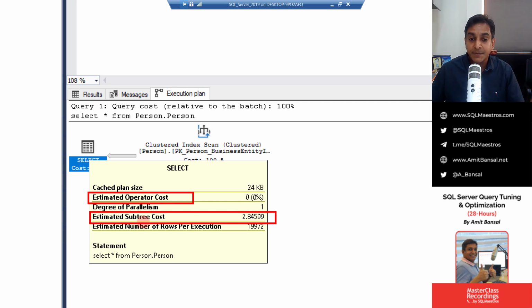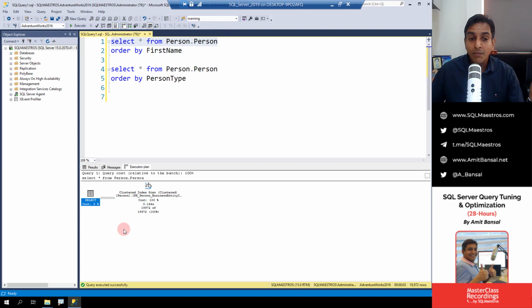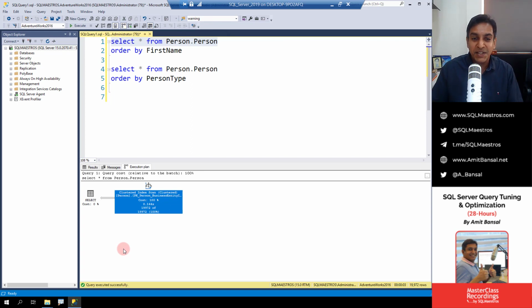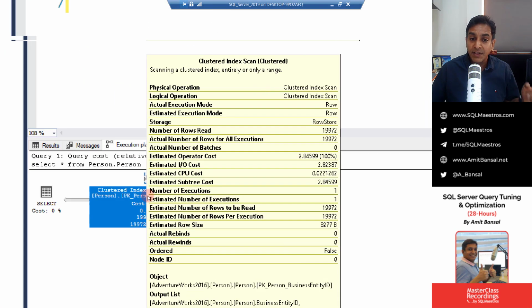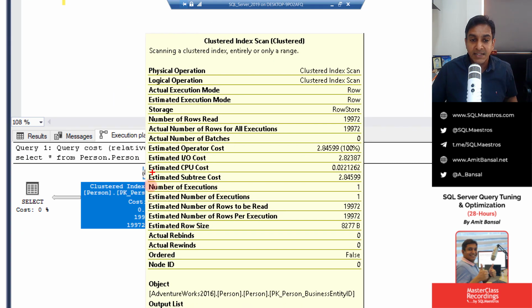Now the question is, where is 2.8 coming from? So let's look at the overall execution plan here. You have only one more iterator apart from select, which is the clustered index scan. Now, this could probably be one of the simplest execution plans you would have ever seen, but anyway, good enough to explain the concept. If you take the cursor over this iterator, even this one will have something called estimated subtree cost, but I want you to focus on something called estimated operator cost, which is 2.8.